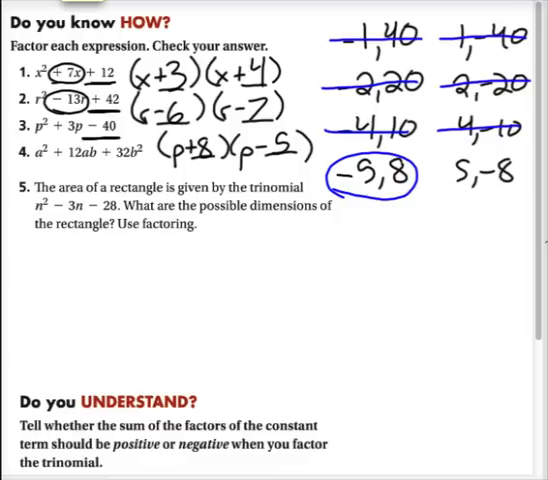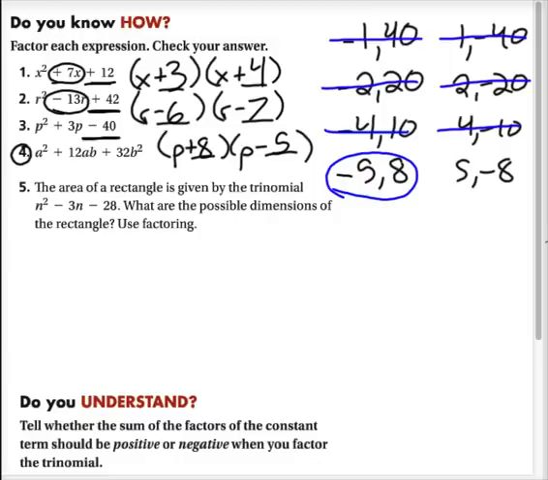All right. So now I'm going to skip ahead. I'm going to skip number 4 for now. We're going to do that as a class later. What I would like to focus on is number 5. The area of a rectangle is given by the trinomial n squared minus 3n minus 28. What are the possible dimensions of the rectangle? And it's telling us to use factoring.